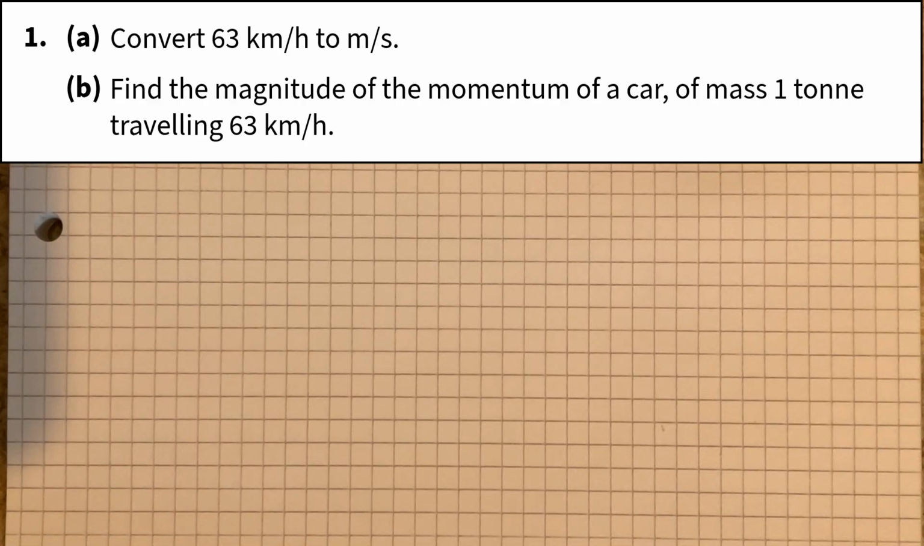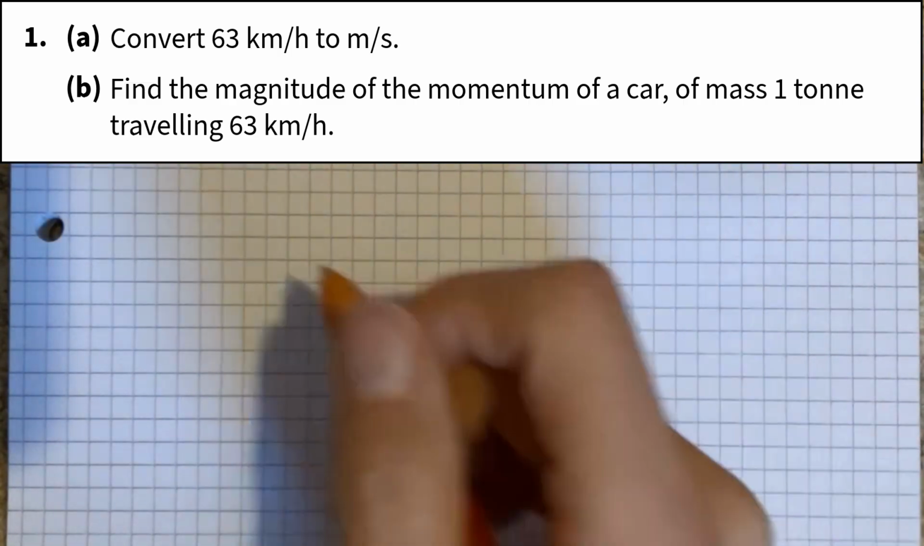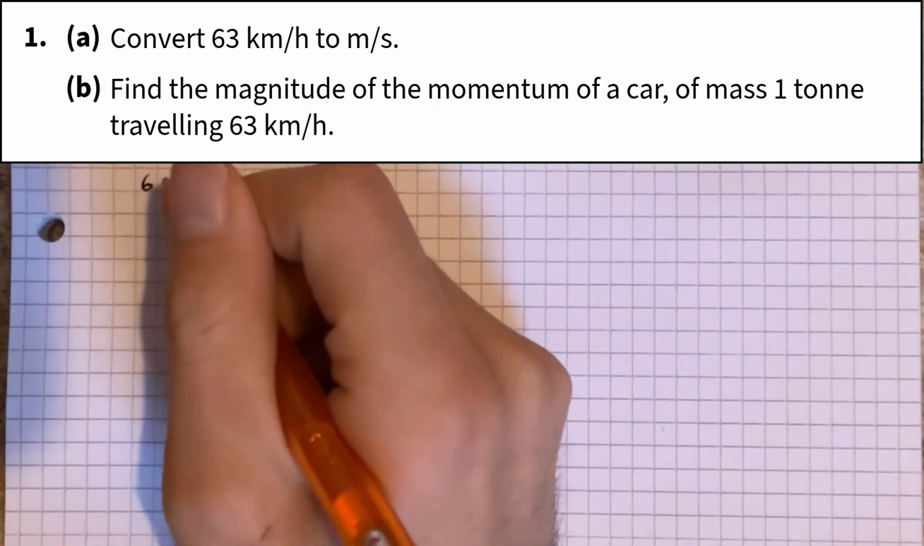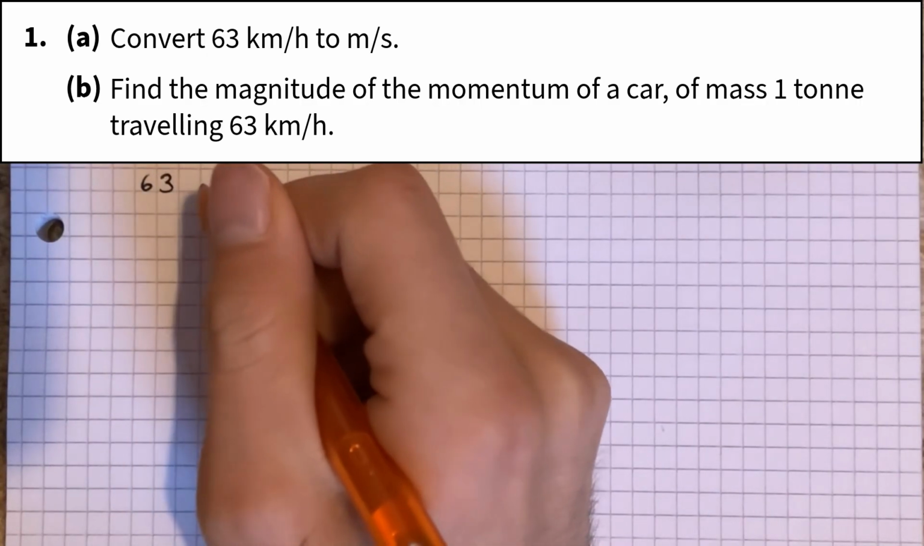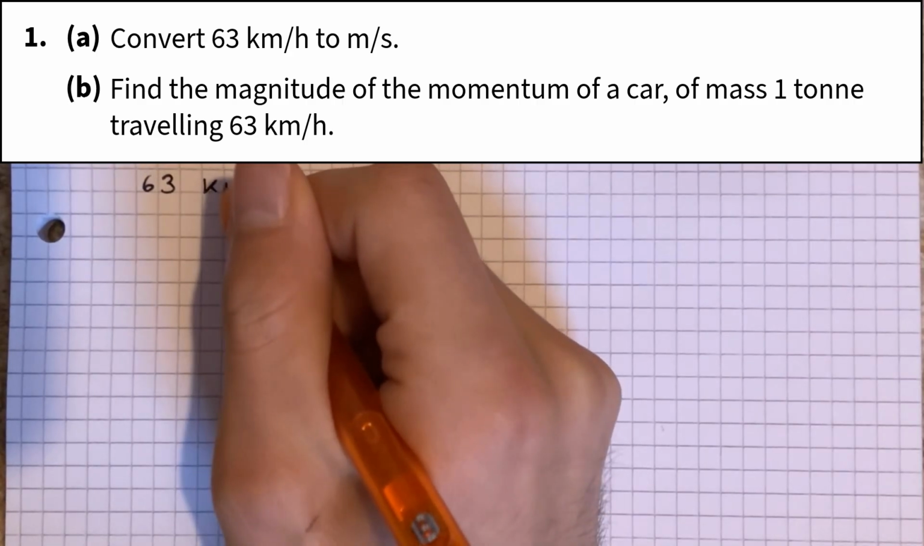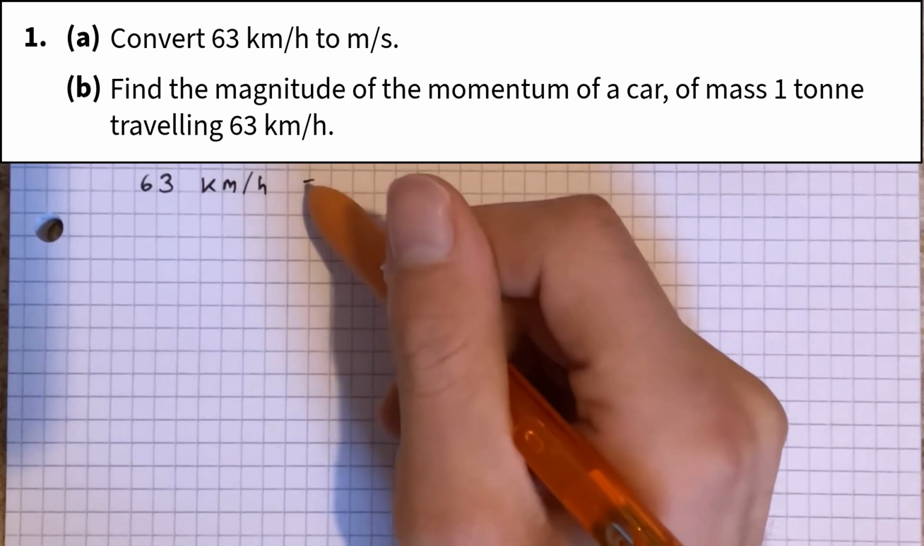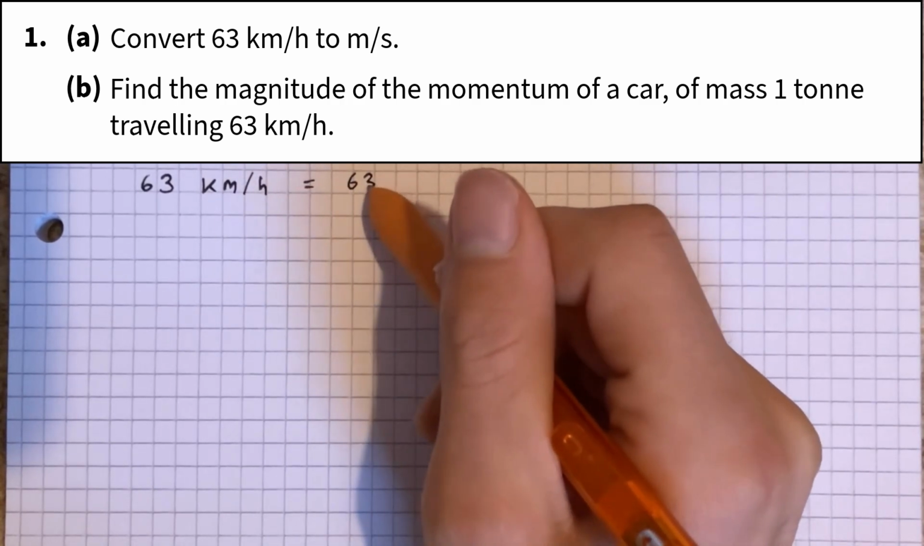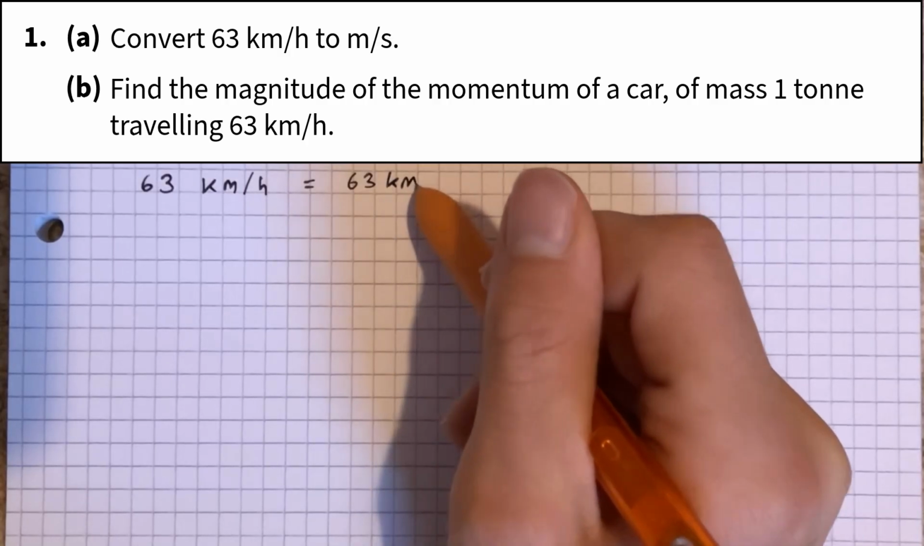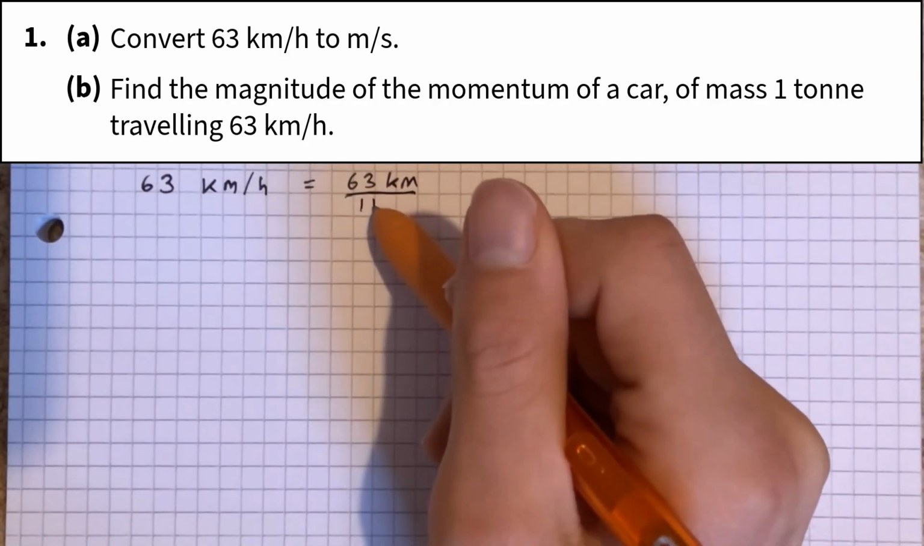In this question, we are first asked to convert 63 kilometers per hour into meters per second, and then find the magnitude of the momentum of a car with a mass and traveling at the same speed. For the first part, we're going to write 63 kilometers, and change the per hour to divided by 1 hour, because that's what per hour means. So that's 63 kilometers divided by 1 hour.